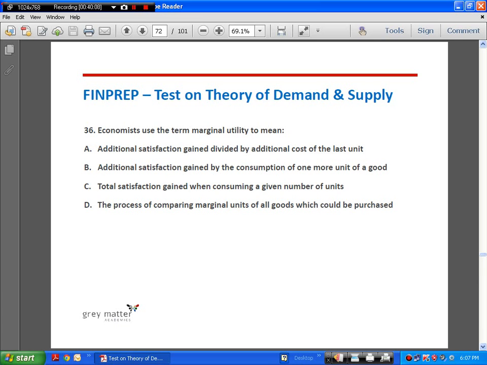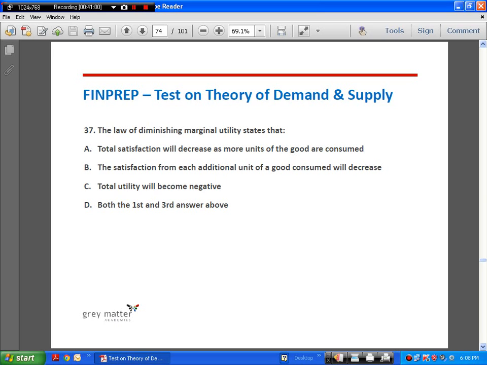36th question. Economists use the term marginal utility to mean additional satisfaction gained divided by additional cost of the last unit, additional satisfaction gained by the consumption of one more unit of a good, total satisfaction gained when consuming a given number of goods, the process of comparing marginal units of all goods which could be purchased. So marginal utility is nothing but how much additional satisfaction a consumer gains by consuming one more additional unit. So the right answer is option B.